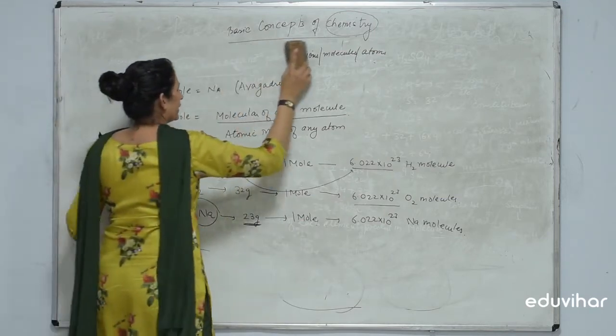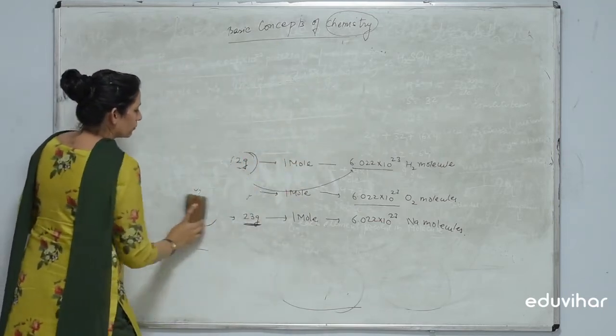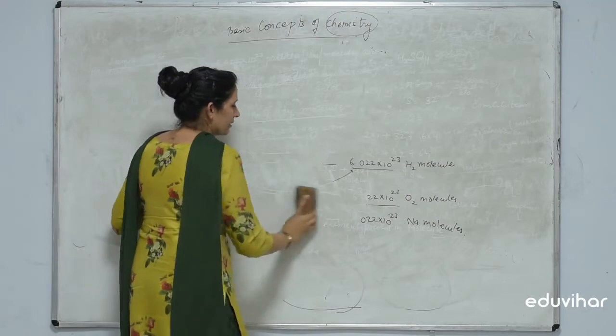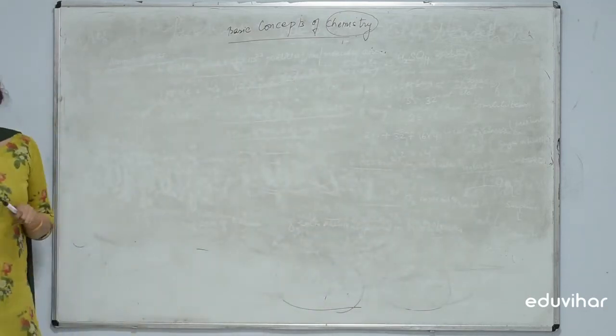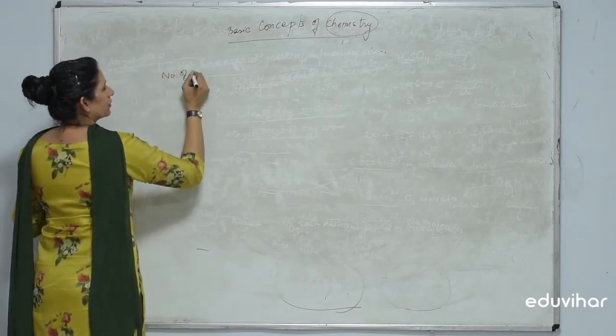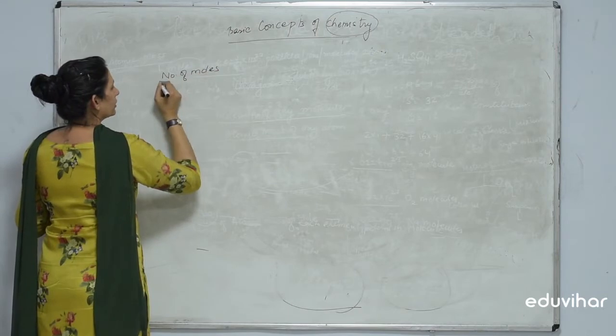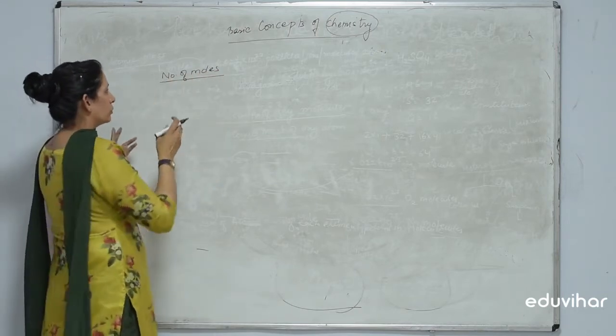Okay. Now we try to calculate the number of moles and the number of particles. How can we calculate these? First, we calculate the number of moles. I am not taking so much time. I am just giving the direct formula to calculate the number of moles.